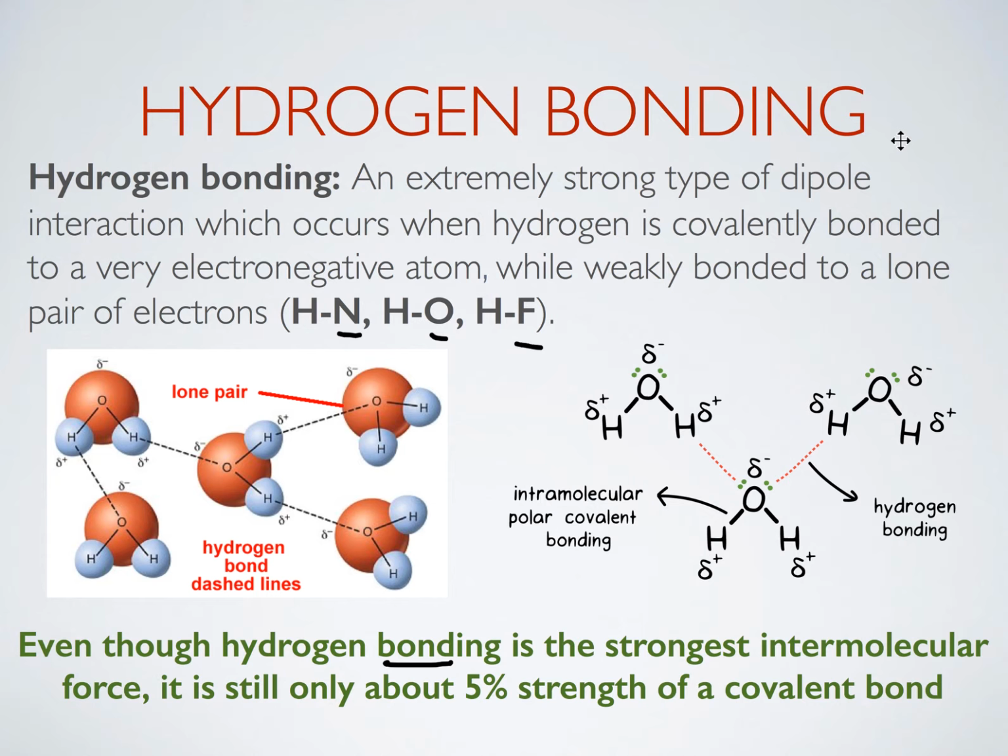And just because it says hydrogen bonding doesn't mean that anytime you have a compound where hydrogen bonds, that that has hydrogen bonding. So for example, here we have methane, which is CH4. Methane does not have hydrogen bonding. Even though you have carbon bonding to hydrogen, it is not electronegative enough to make that force happen.